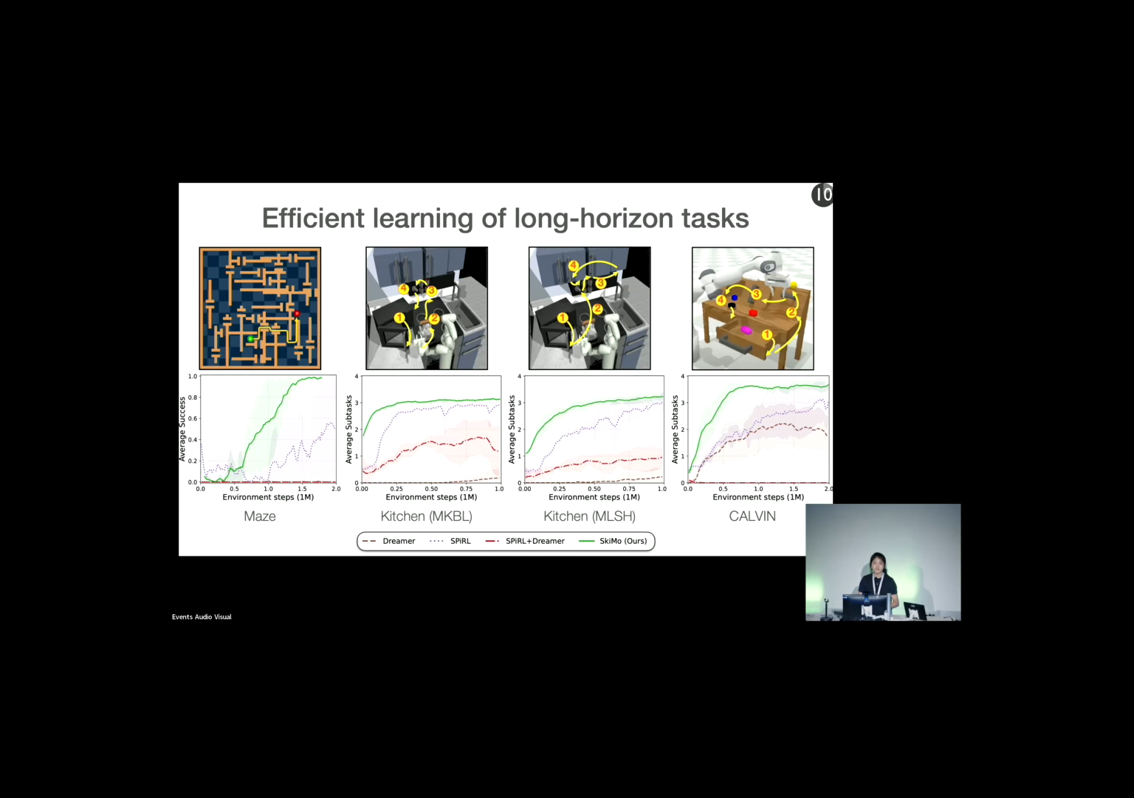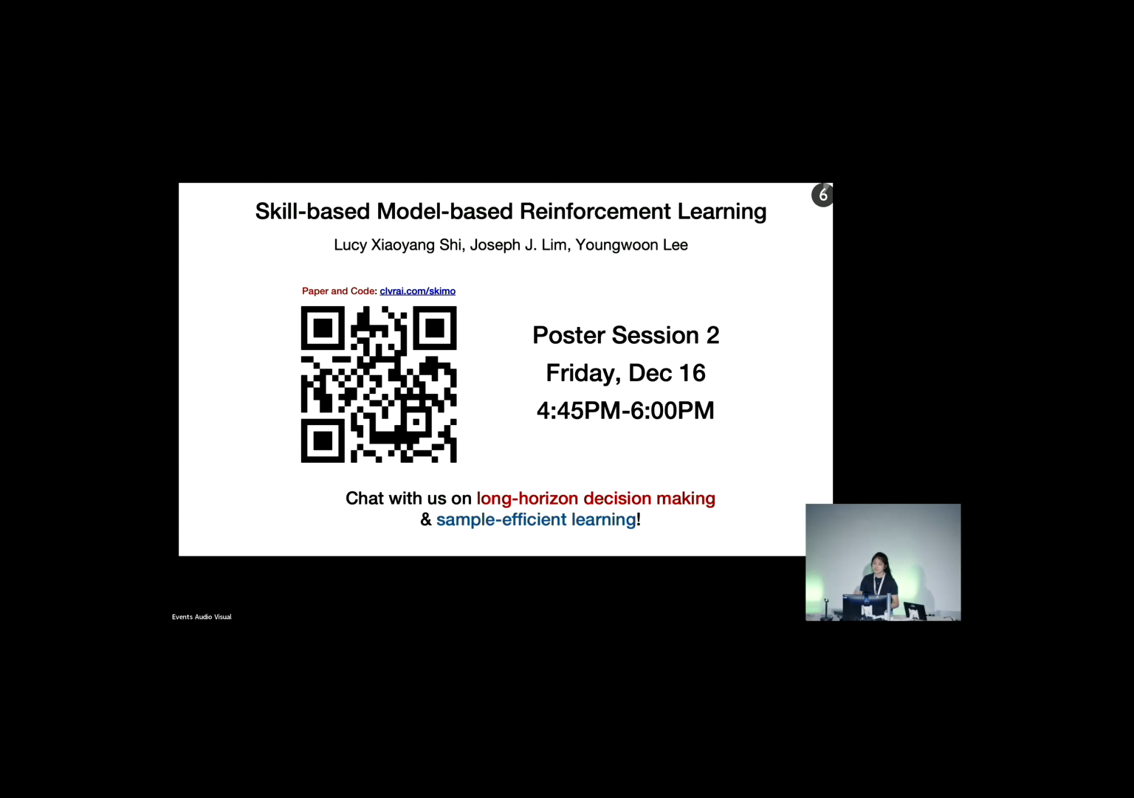We evaluate SkiMo on four long horizon sparse reward challenges, and it requires much fewer samples to learn and outperforms all the state-of-the-art model-based and skill-based approaches. We believe there's a lot more potential in learning a skill-based model.